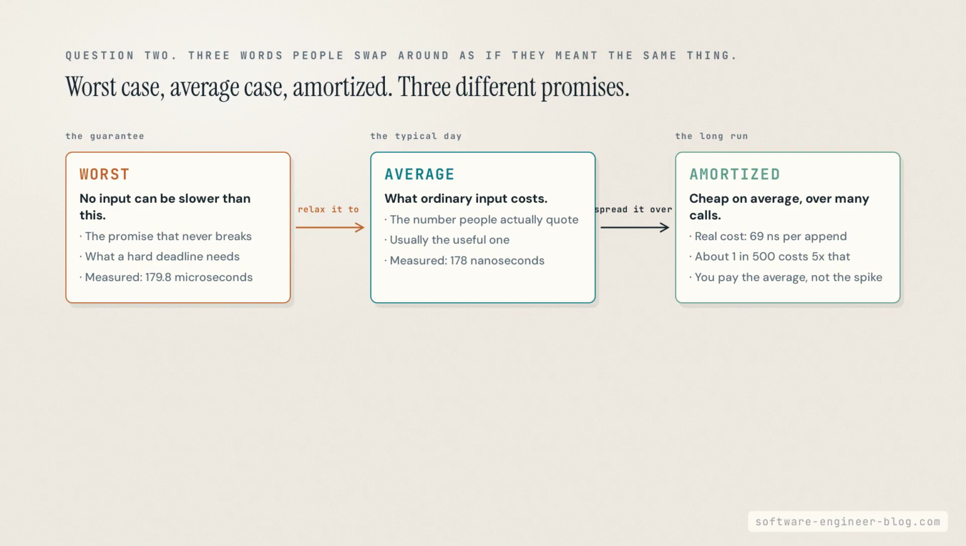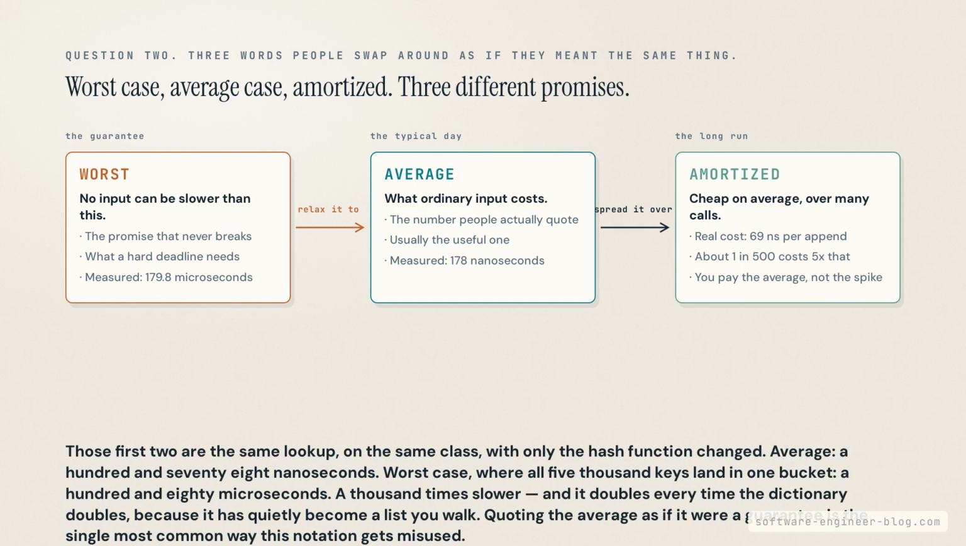And amortized is a third thing again. 1,000,000 appends to a list cost 69 nanoseconds each. About 1 in 500 costs 5 times that when the list has to grow. You pay the average, not the spike. That is what amortized means.